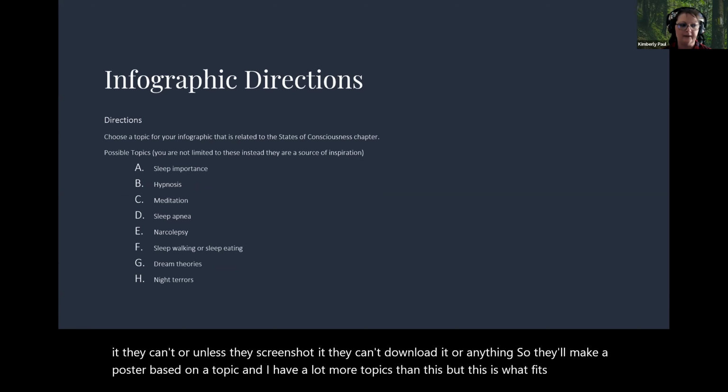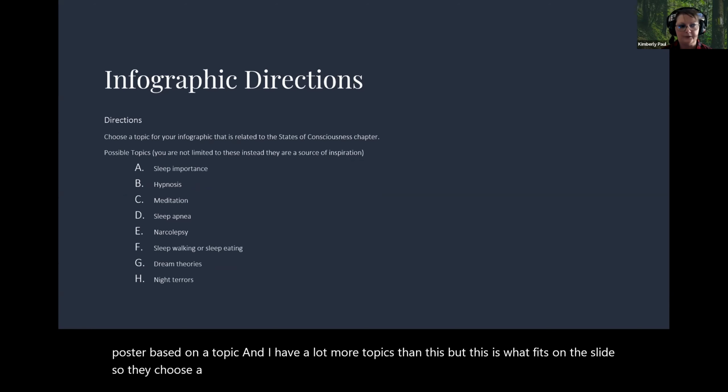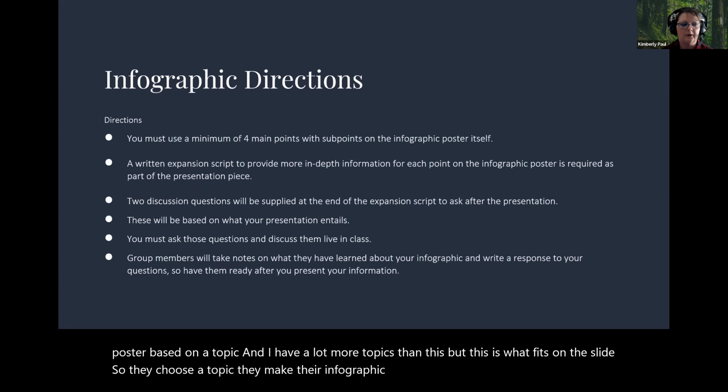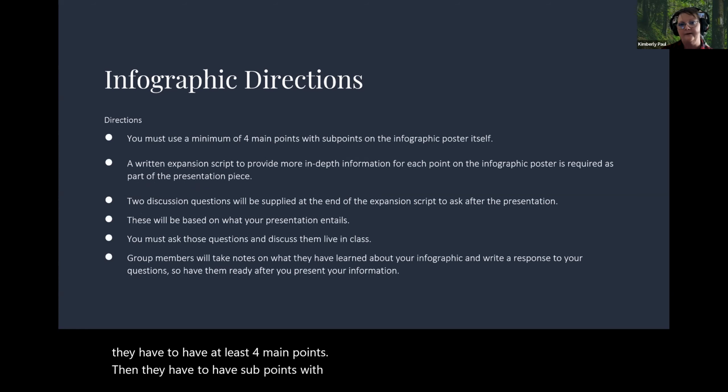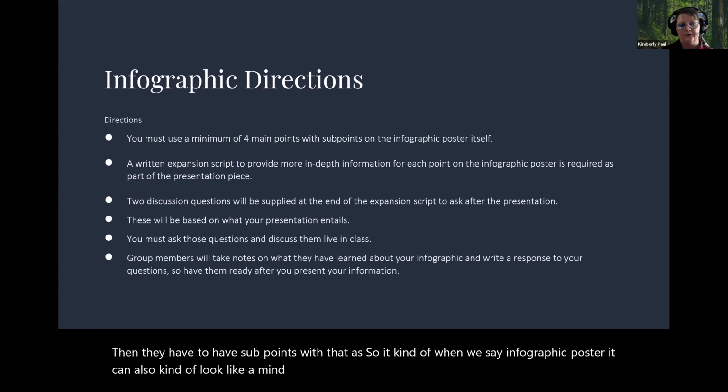So they choose a topic. They make their infographic poster based on whatever topic. They have to have at least 4 main points, and they have to have subpoints with that as well. So when we say infographic poster, it can also kind of look like a mind map too, for the 4 main points with stems off of it.